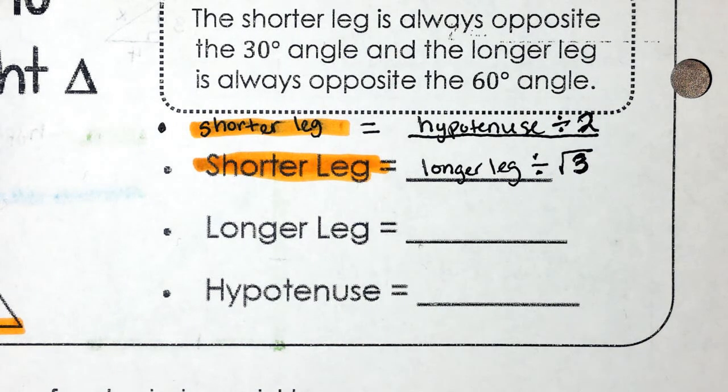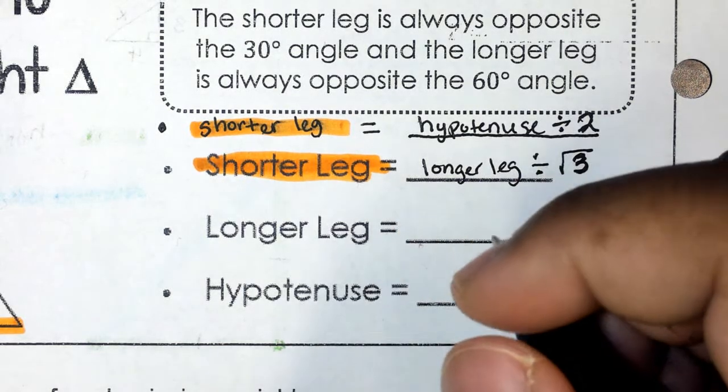So once again, this is the longer leg divided by square root of 3, not square root of 2, square root of 3. Change your mind from the front. That square root of 2 stuff was just for 45, 45, 90. On this one, you're just thinking of the number 2 and then the square root of 3. Alright.